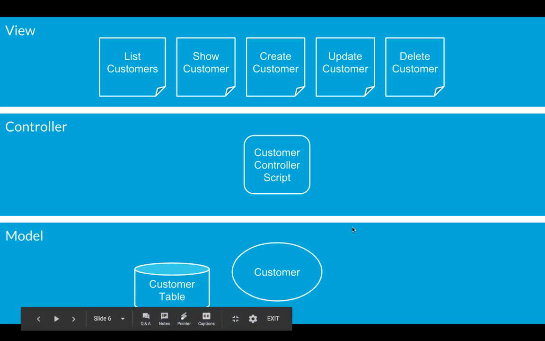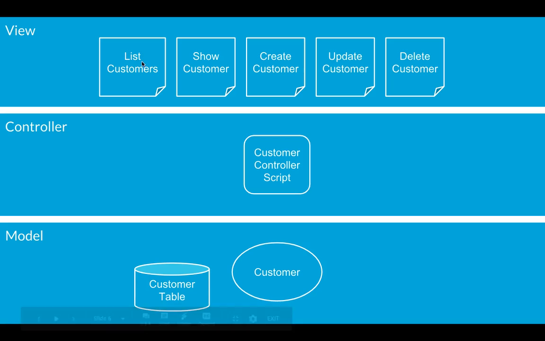Okay, so for every one of our domain objects, at minimum, they're going to need a table to store the domain object data in, and they're going to need pages to enable the user to see the list of all of the domain objects, to view it, to create one, update one, and delete one.